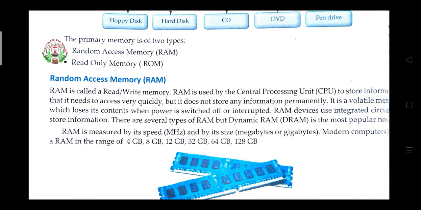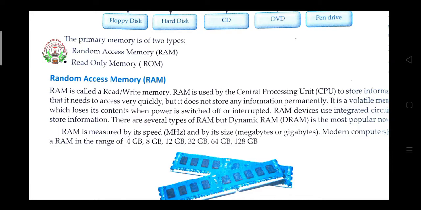And if by mistake the current suddenly goes, all the data will be deleted from the processing unit. So RAM devices are integrated circuits for storing information. There are several types of RAM, but dynamic RAM is the most popular now. RAM is measured by its speed in megabytes and its size in megabytes or gigabytes.